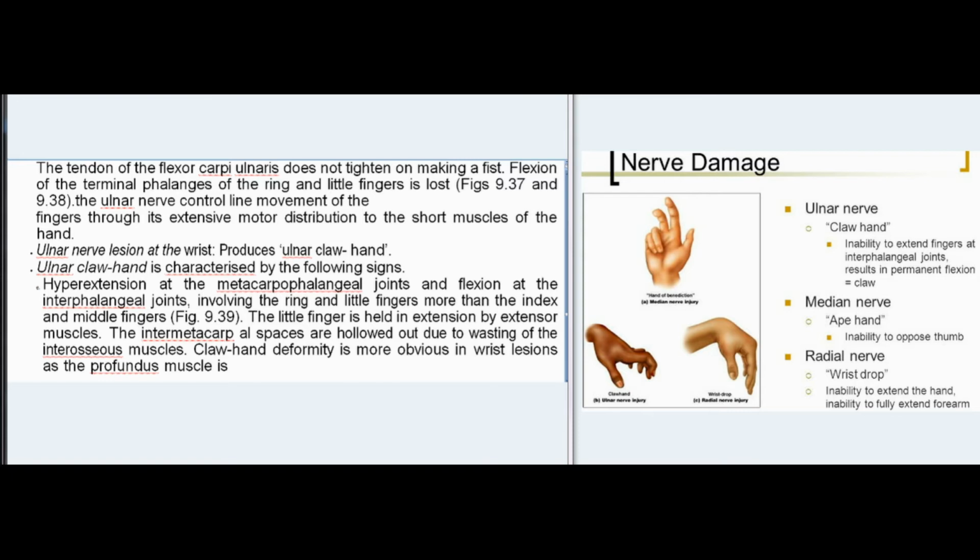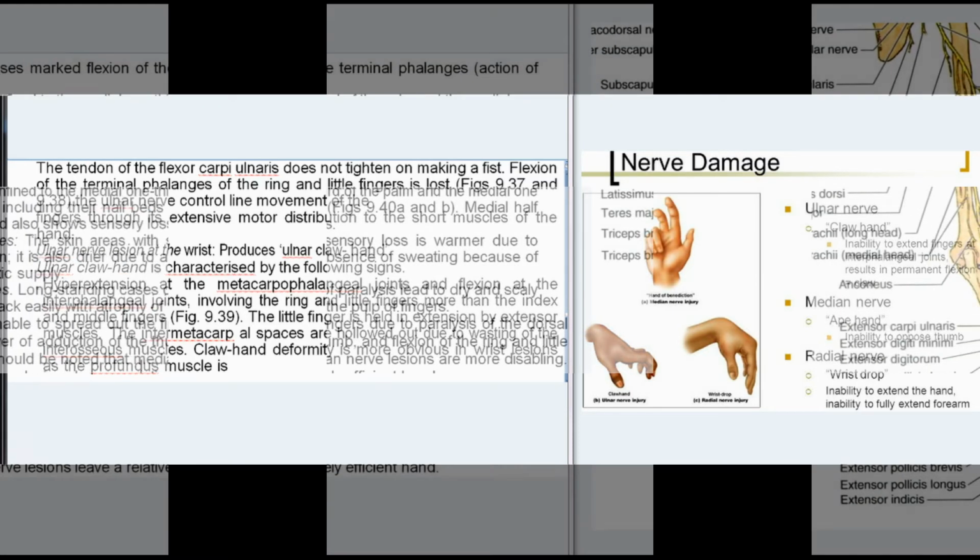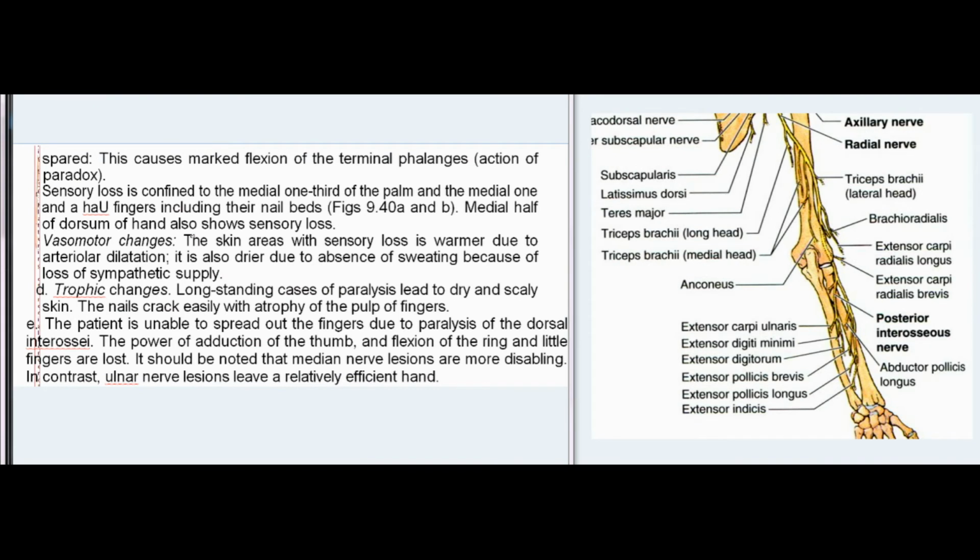The little finger is held in extension by extensor muscles. The intermetacarpal spaces are hollowed out due to wasting of the interosseous muscles. Claw hand deformity is more obvious in wrist lesions as the profundus muscle is spared. This causes marked flexion of the terminal phalanges, action of paradox. Sensory loss is confined to the medial third of the palm and the medial 1½ fingers including their nail beds, Figs 9.40a and b. Medial half of dorsum of hand also shows sensory loss.